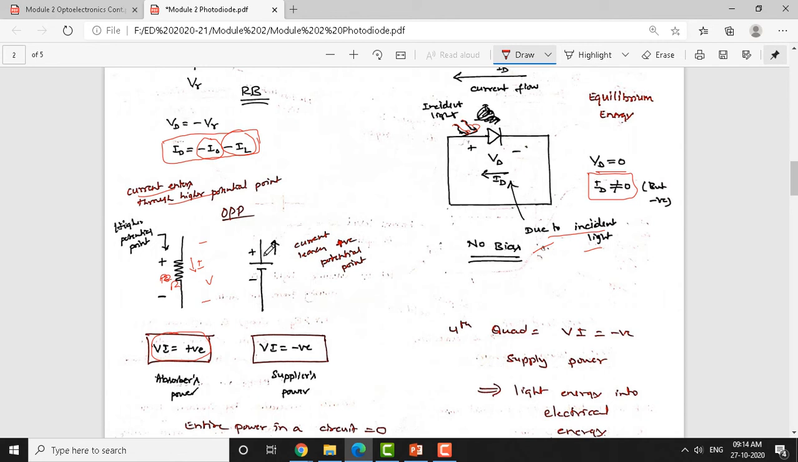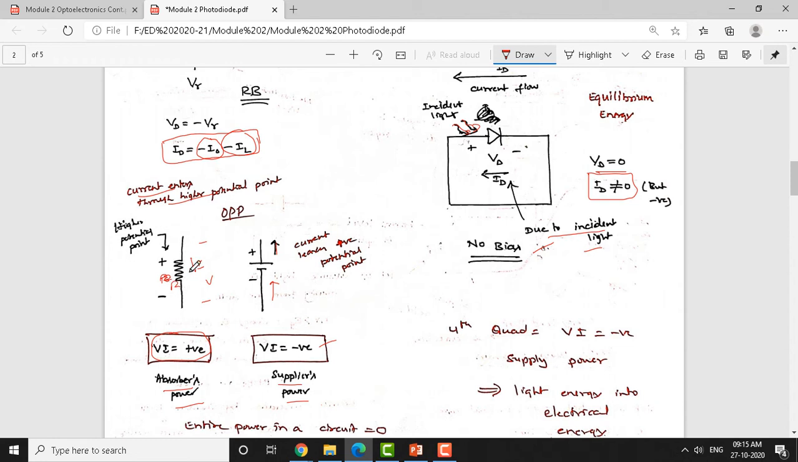Whereas in the power supply, as you can see here, current leaves the positive terminal and enters the negative terminal. In this kind of situation, the VI product of the power supply is going to be negative. That means any system with a VI product that is negative supplies power, and any system with a VI product that is positive consumes power. So, to illustrate these two concepts, these two examples have been taken here.